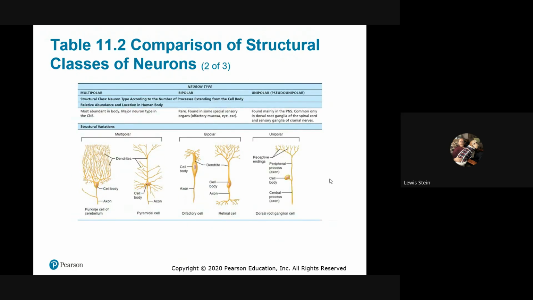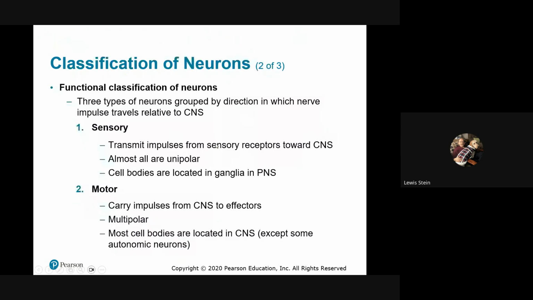And just another view of these things. They show you where they are, and that's good. So effectively, we have sensory, incoming, afferent. Almost all are unipolar. The cell bodies are located in the ganglia, as I'm telling you about. Motor, impulses to the effectors, typically multipolar. Most of the cell bodies are in the central nervous system.